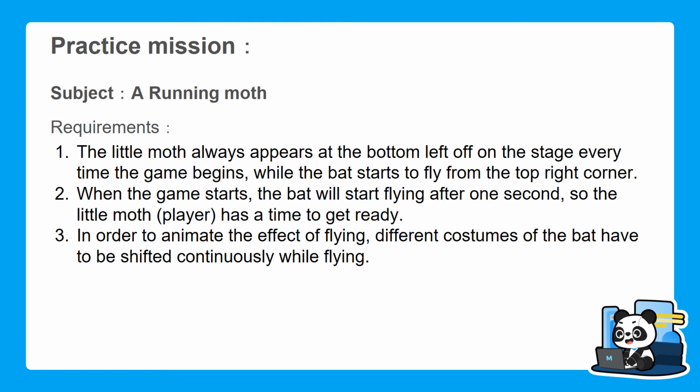Number 1. The little moth always appears at the bottom left of the stage area every time the game begins, while the bat appears in the top right-hand corner. Number 2. When the game starts, the bat will start flying only after 1 second, so that the little moth or the game player has time to get ready. Number 3. In order to animate the effect of the flying for the bat, different costumes of the bat have to be shifted continuously during the game.